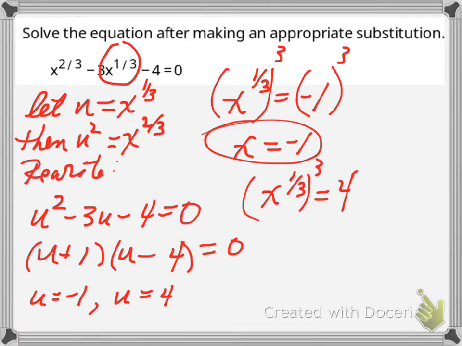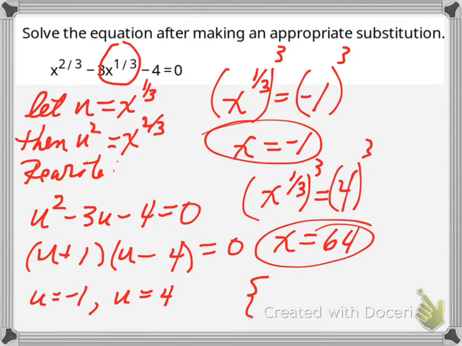Again, I'm going to cube both sides of the equation, giving me x is equal to 4 times 4 times 4, which is 64. So the solution to this equation would be x is equal to -1 and 64.